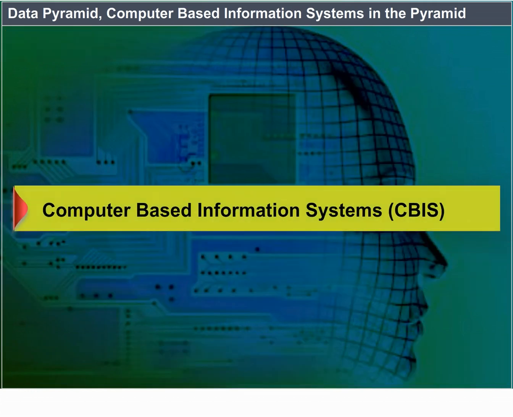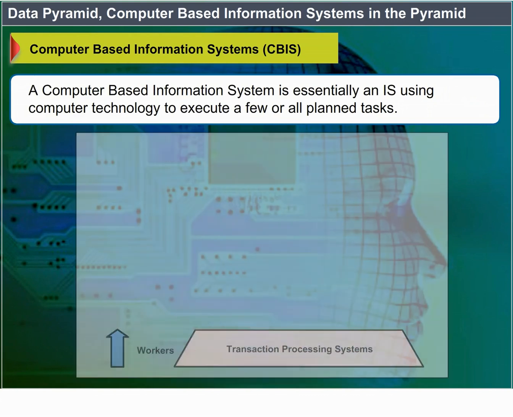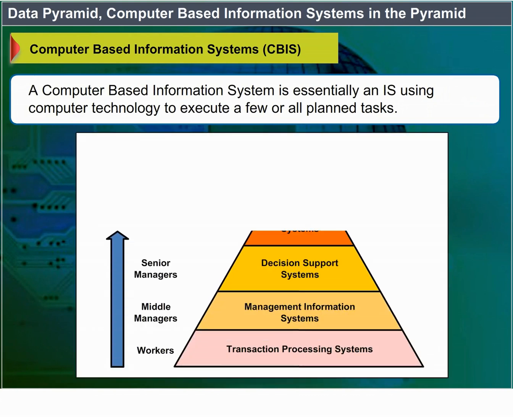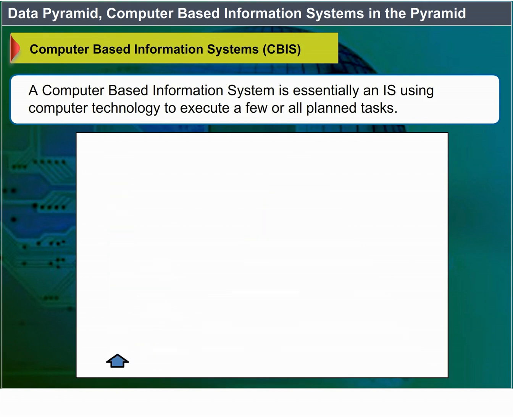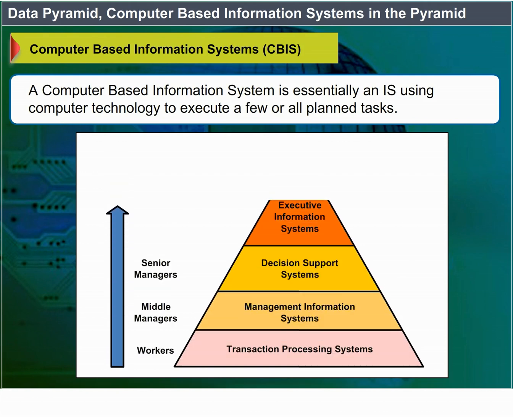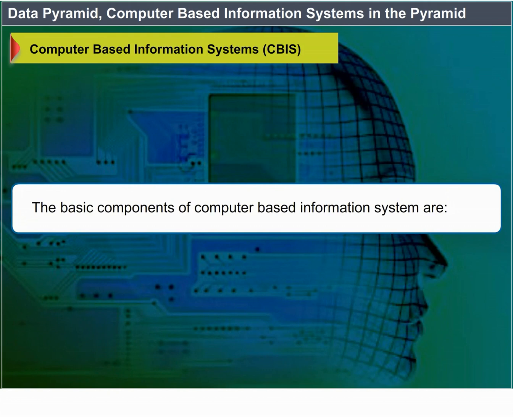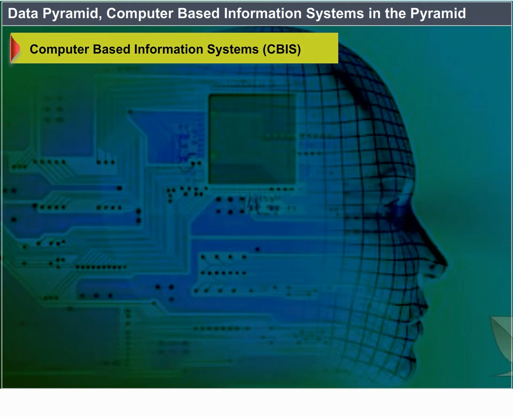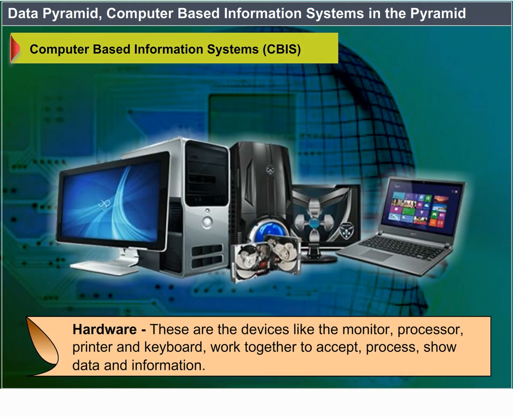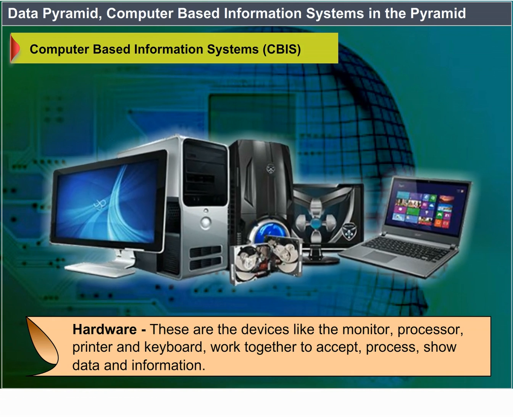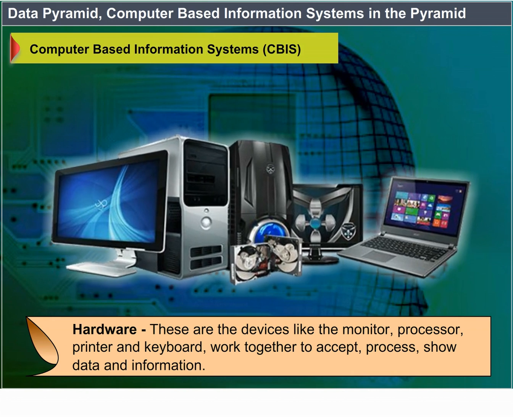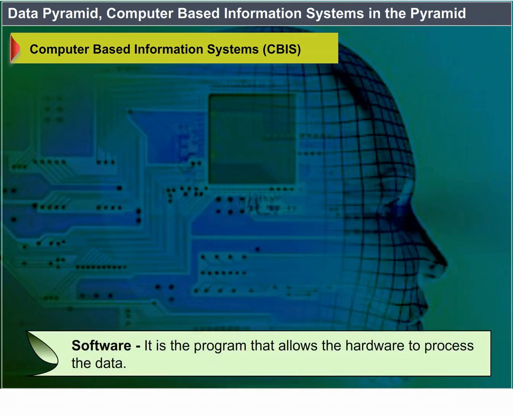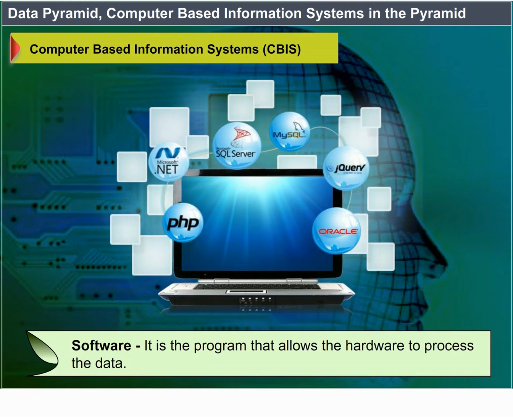Computer-based information systems, CBIS. A computer-based information system is essentially an information system using computer technology to execute a few or all planned tasks. The basic components of a computer-based information system are hardware. These are devices like the monitor, processor, printer, and keyboard that work together to accept, process, and show data and information. Software. It is the program that allows the hardware to process the data.